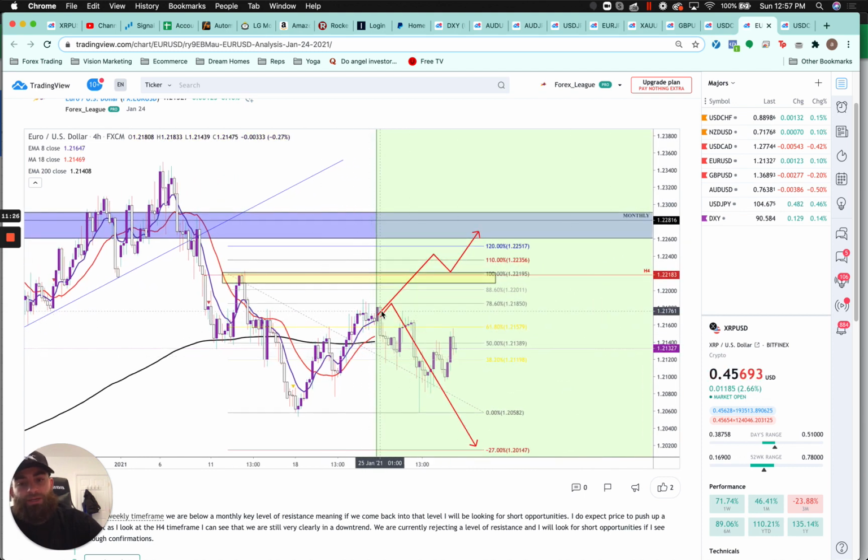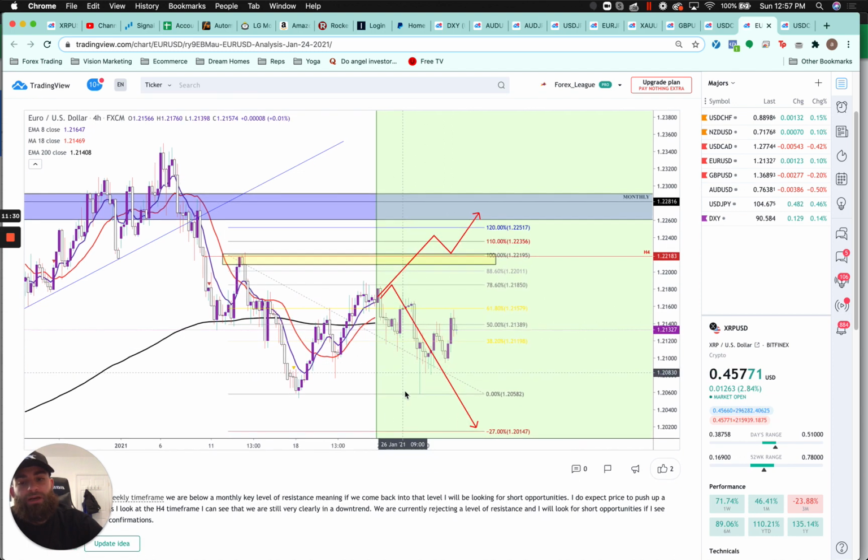So price ended up double topping here, huge bearish engulfing, and then shorts the rest of the week. So this thing continued with that bearish trend. I am looking for more bearish moves on this one going into the week.